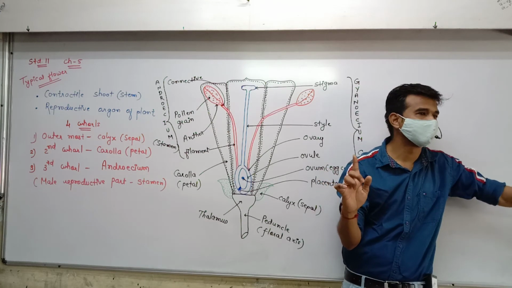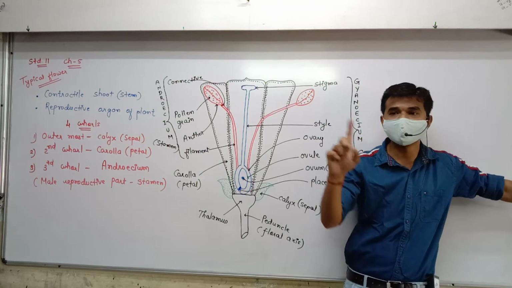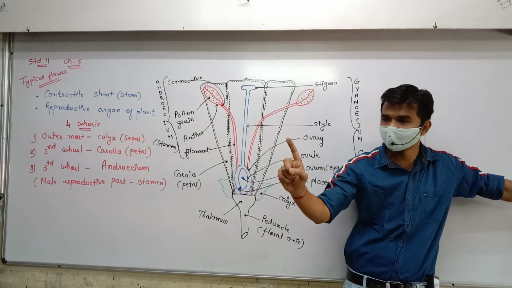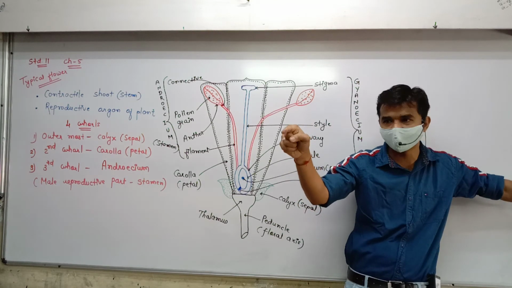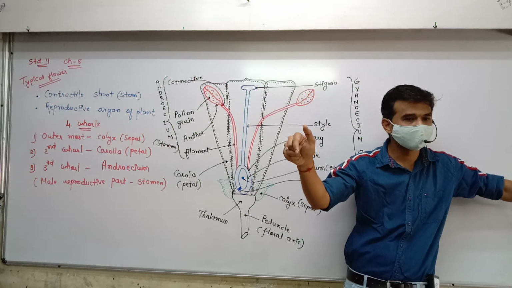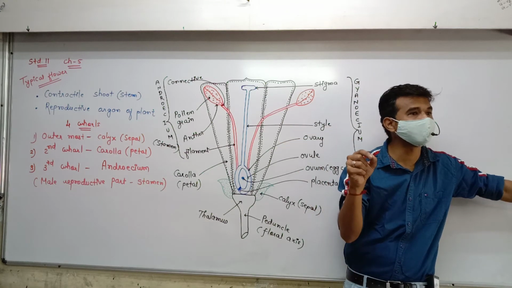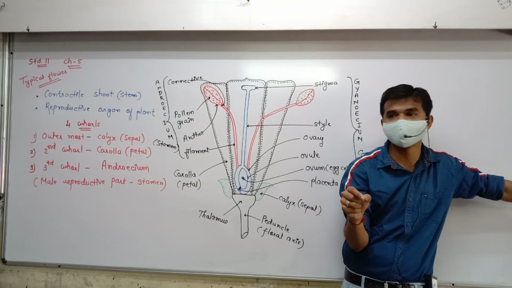Okay? We can't see the movement. We can't see the movement in plants, but plants perform movement. Movements are very, very slow in plants.